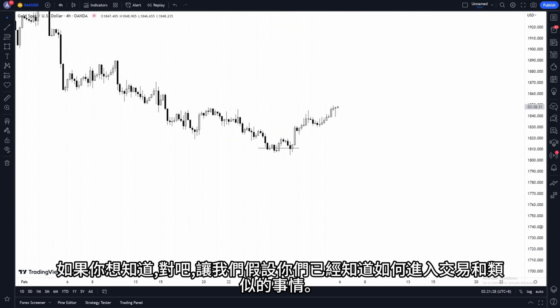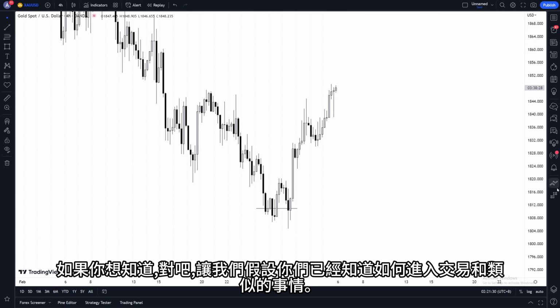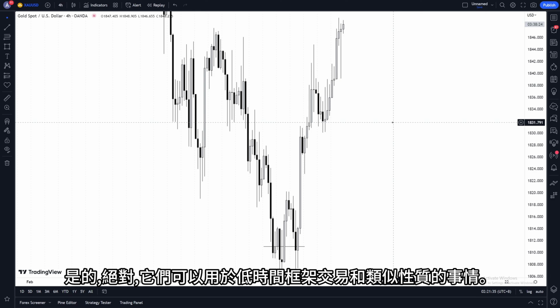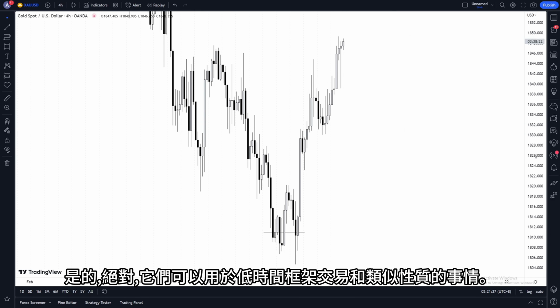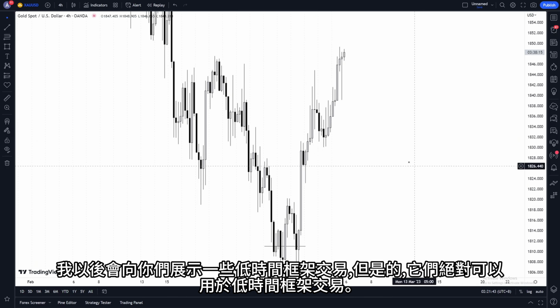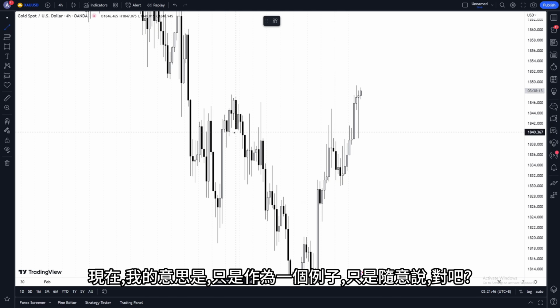And if you're wondering, let's assume that you already know how to enter trades and things like that. Yes, absolutely, they can be used for lower time frame plays and things of that nature as well. I'll show you some lower time frame plays in the future, but yes, they absolutely can be used for lower time frame plays.